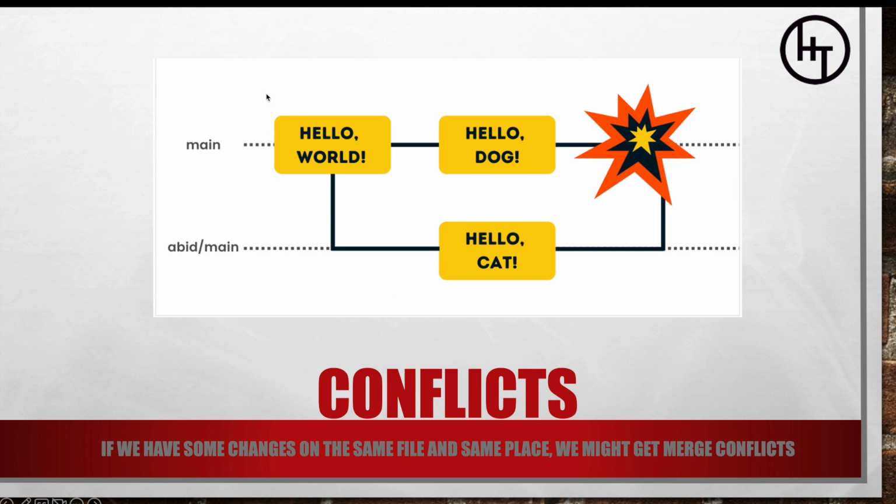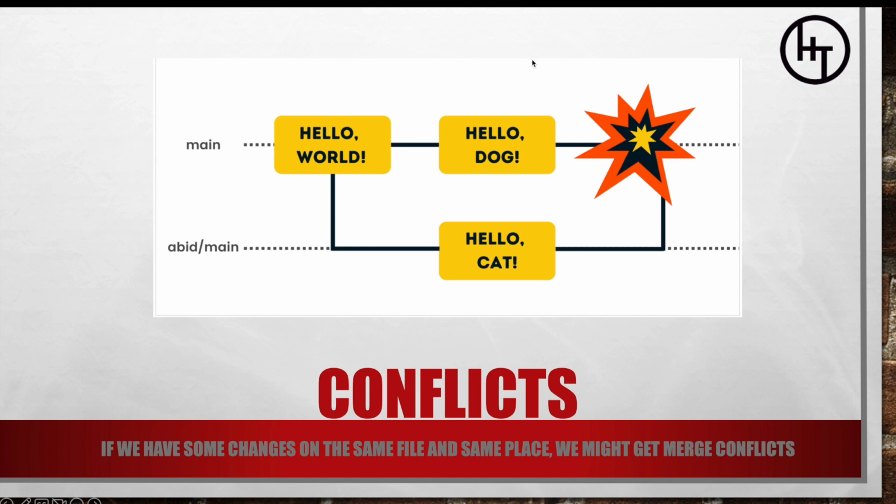Let's assume that we have a main branch and we have an application called hello world, and then we change this application to do hello dog, and that's our main branch. But some other people on a different branch were doing some parallel development and they added hello cat. And when they want to merge it back or rebase it back to the main branch, boom, we'll have some conflicts. And this is the time that we have three options.